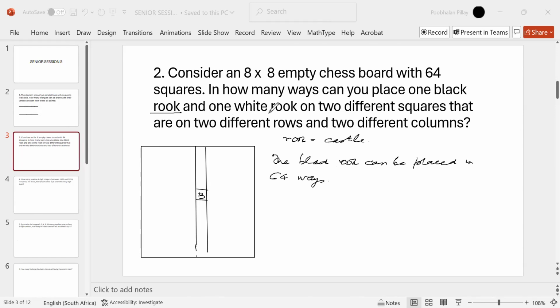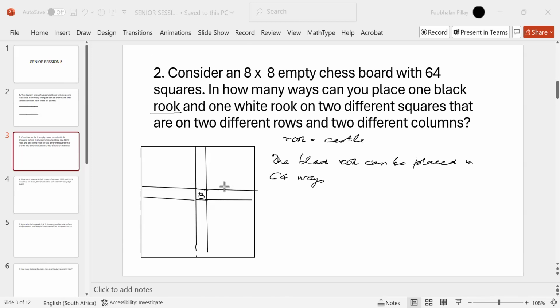Right, once you place the black rook, now the white rook has to be placed on a different square, obviously, such that they are on two different rows and two different columns. In other words, the white rook cannot be placed in the same column. Likewise, they can't be placed in the same row. So you're not allowed to place the white rook anywhere in the row in which the black rook is sitting, or in the column.